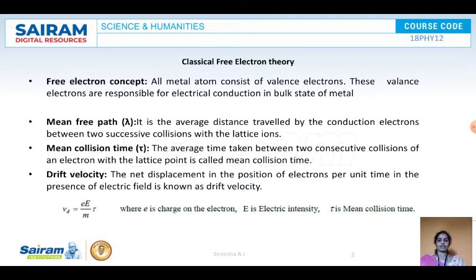Next is the drift velocity. It is the net displacement in the position of an electron per unit time in the presence of an electric field. It is also explained as the velocity of the electron in the presence of an electric field. It is denoted by Vd. Vd is nothing but eE by m into tau, where e is the charge of the electron, capital E is the electric field, m is the mass of the electron, and tau is the mean collision time. So this is the mean free path lambda, mean collision time is tau, and drift velocity is Vd.